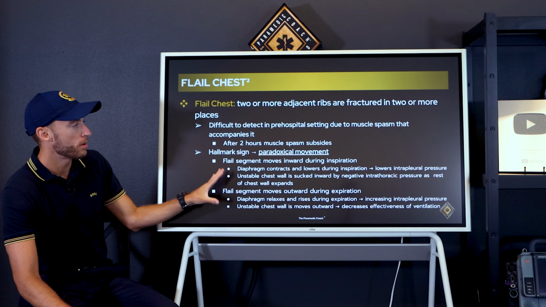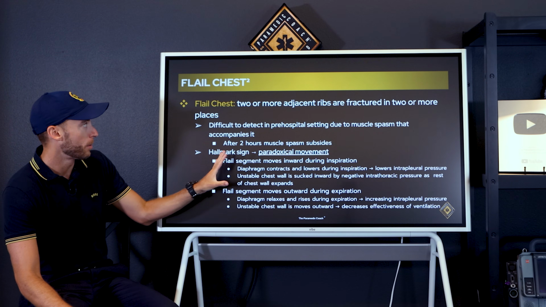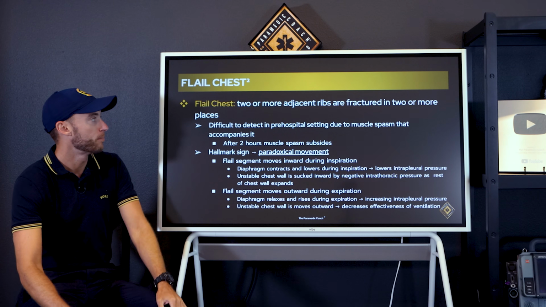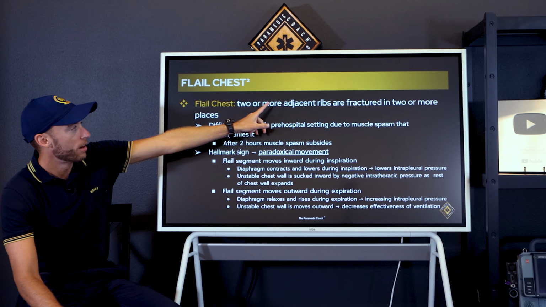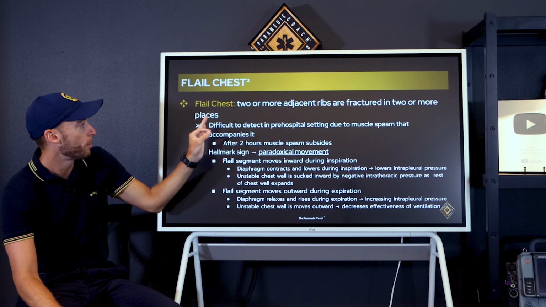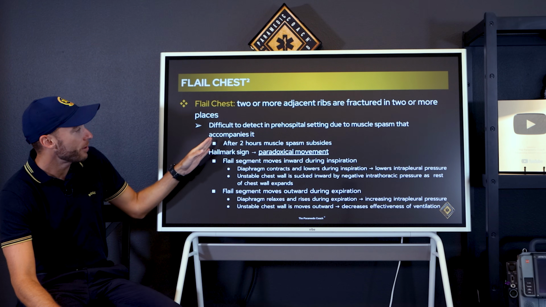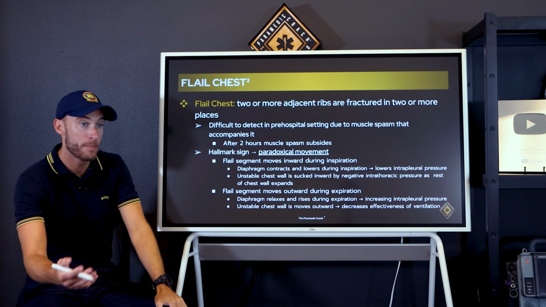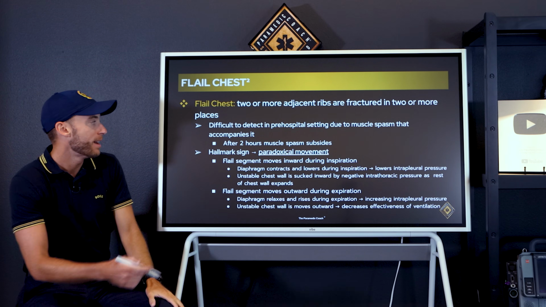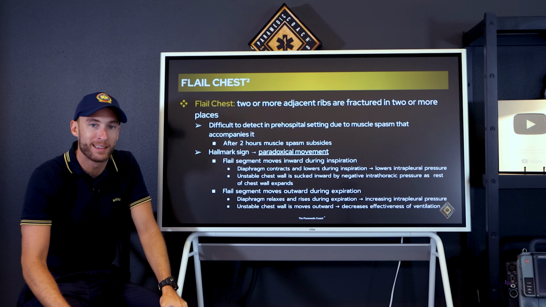Now, I have a lot to share with you here, so I'm gonna break this down. Here we go. Flail chest. Definition, this is a key term, big. Two or more adjacent ribs are fractured in two or more places. It can be difficult to detect in the EMS setting due to the muscle spasm that accompanies it. Again, after 2 hours, the muscle spasm subsides.